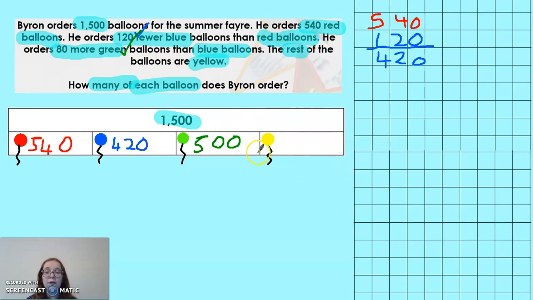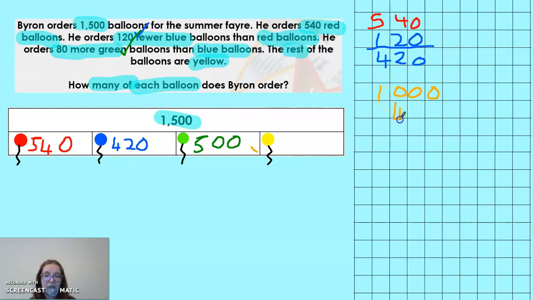And now it says the rest of the balloons are yellow. So I know that whatever these numbers add up to, taken away from 1,500, is going to give me my yellow balloons. It's nice and easy. I'm not even going to write down that first one because I know that 1,500 take away 500 is going to be 1,000. Let's find that orange rather than yellow because it'll be easier to see. So I'm going to have 1,000 once I've taken away my green. Let me put a little line there to remind myself I've already done that one. Then I've got 1,000 take away 420.